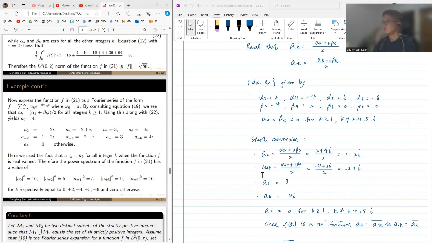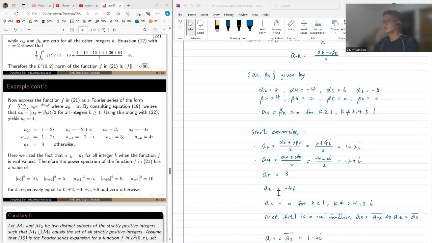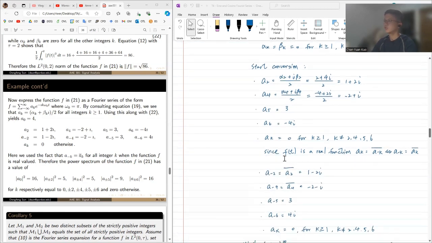And you can do the same for the rest of the coefficients, and you will see a5 will equal 3, and a6 will equal negative 4i. And for the rest of the coefficients a k, their values will be 0. And because we know that the function f that we're looking at right now is a real function, this implies that a negative k will equal the complex conjugate of a k. So we can directly compute the value of a negative k by taking the complex conjugate of a k.